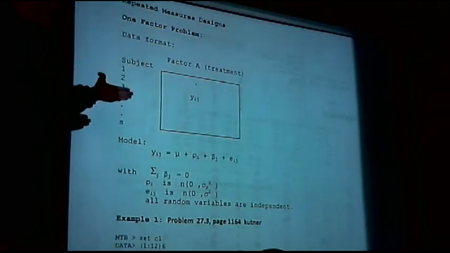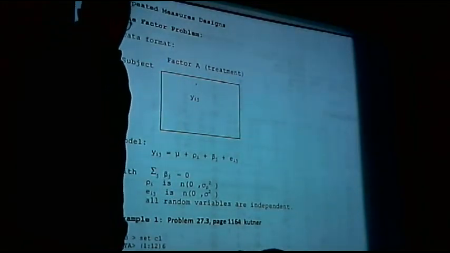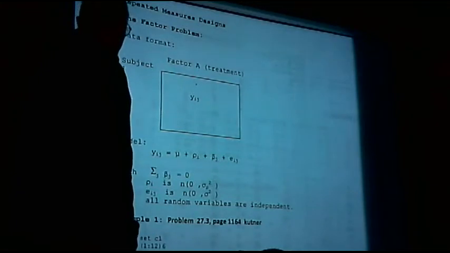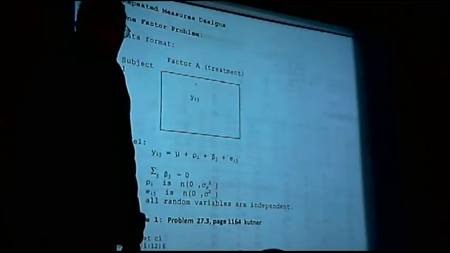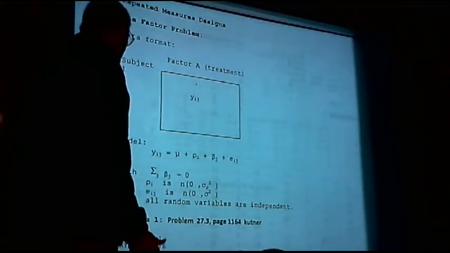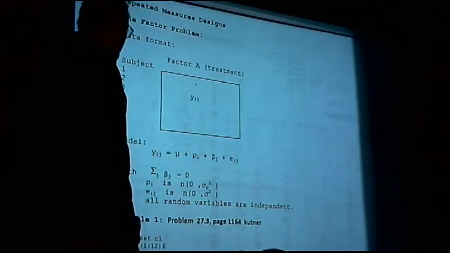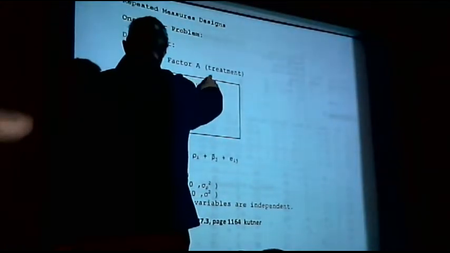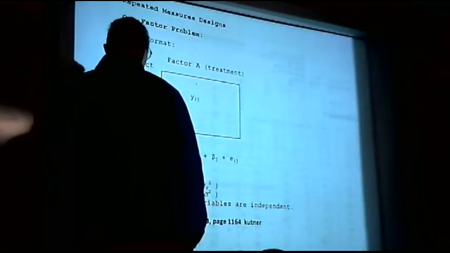So this is a layout of the simplest repeated measurement designs. So over here on the left, I list subjects 1 through S. And then for the columns of this array, that will be the factor. We have one factor that we're going to study. That will be the factor that we're interested in. So there will be A1, A2, A3, up through A whatever up there labeling the columns.